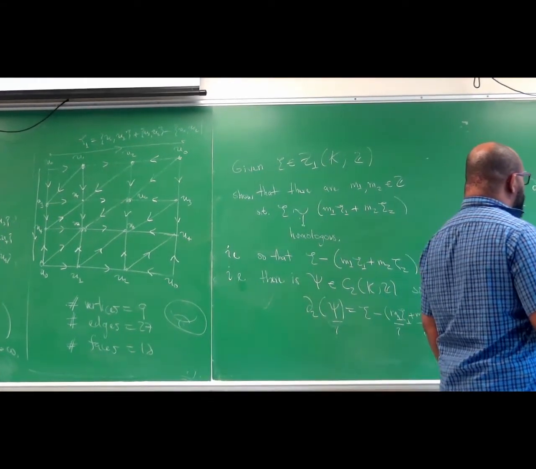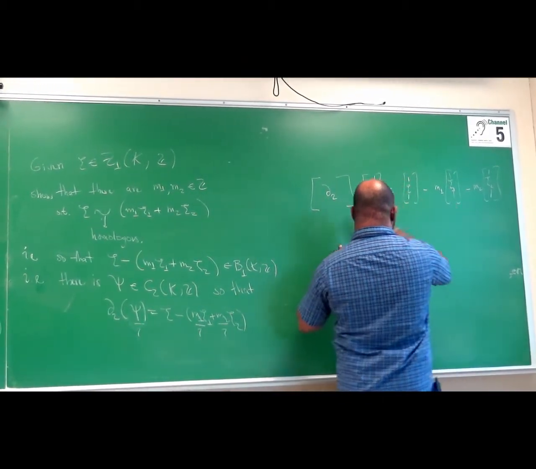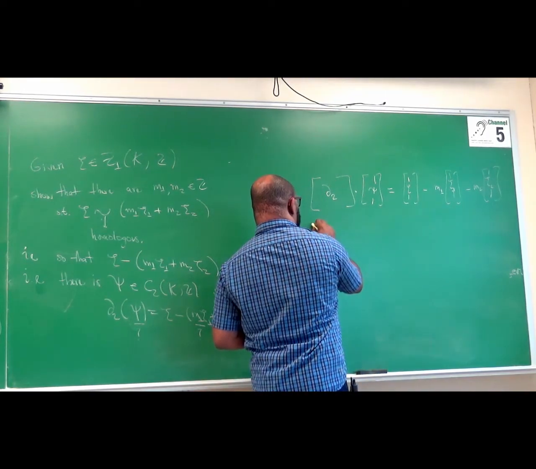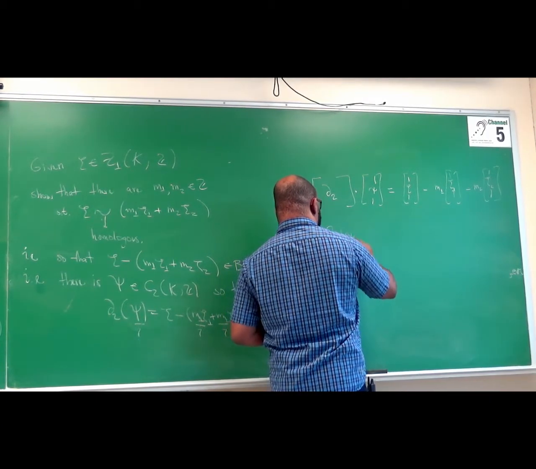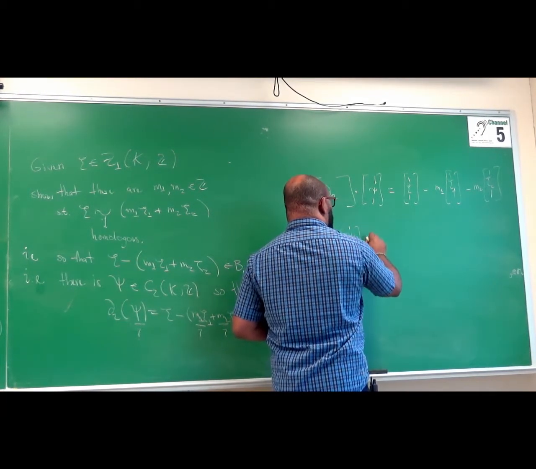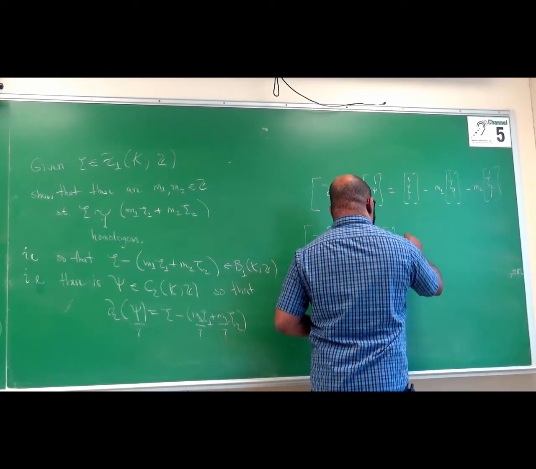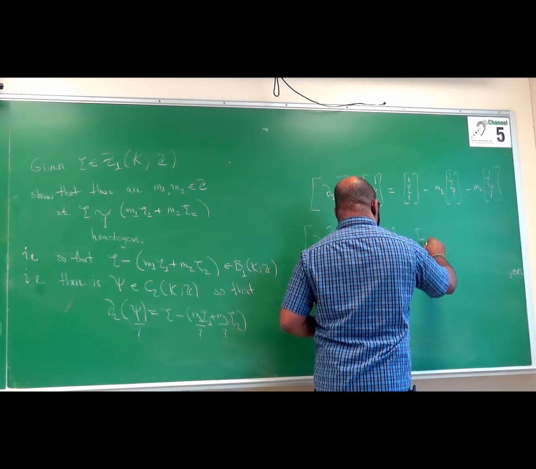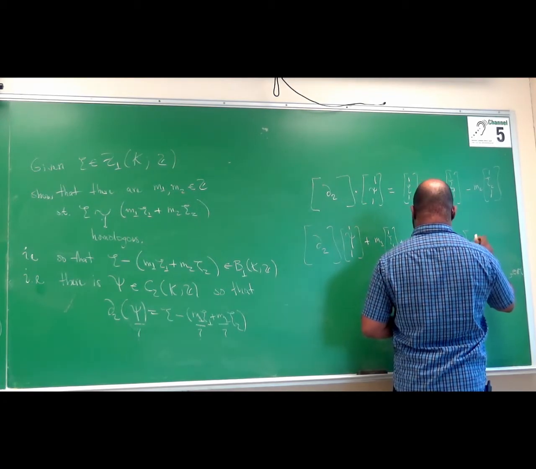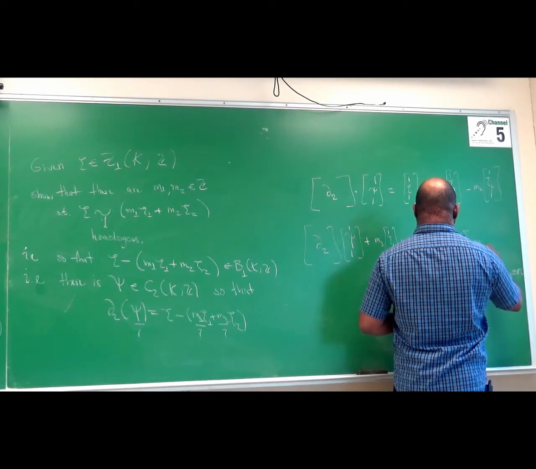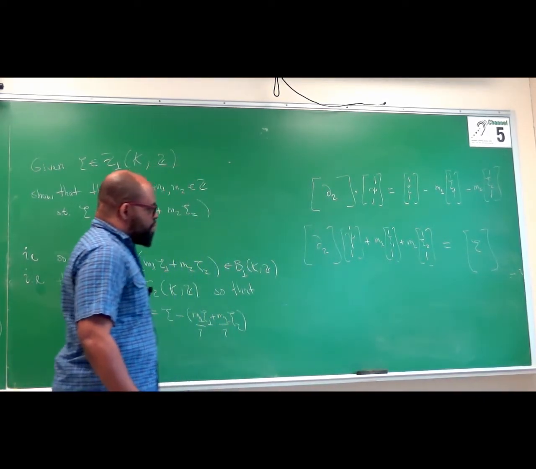Okay, another way to think about this is if I move this side to the left, then what do I get? I get this matrix, right? Plus m1 times zeta 1 plus m2 zeta 2, and this should be equal to the thing that is given. Okay.